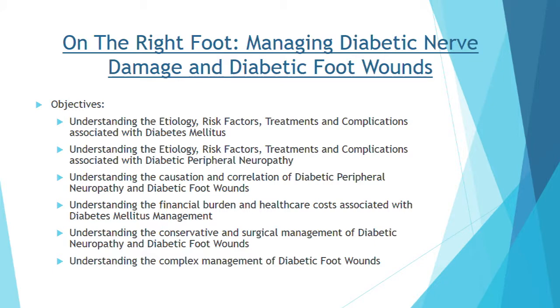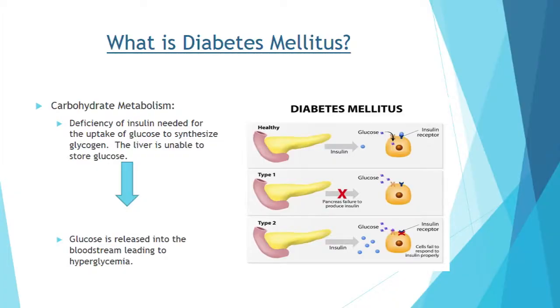So what is diabetes? Who here in this room has heard of diabetes by show of hands? Almost everybody, right? Who here can explain what diabetes is? Not a whole lot of people. So it's a deficiency of insulin needed for the uptake of glucose to synthesize glycogen. The liver is unable to store glucose, and in turn the glucose is released into the bloodstream, leading to hyperglycemia. Who here understood what that meant?